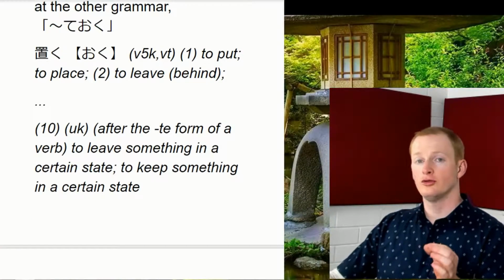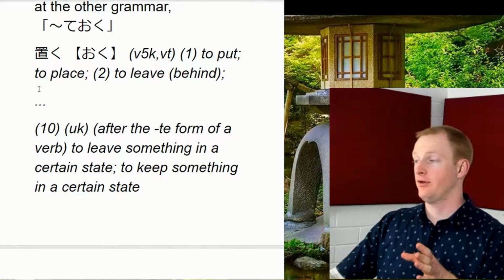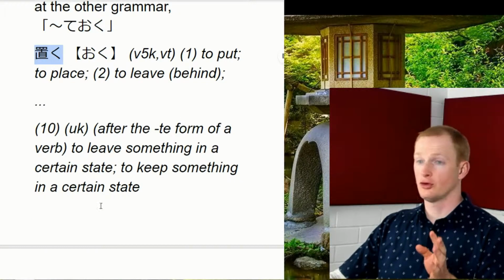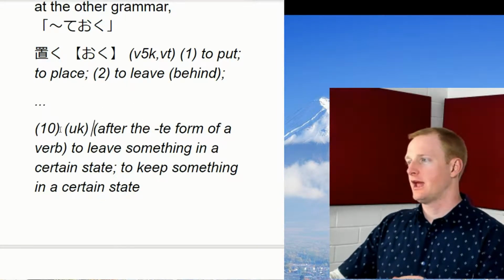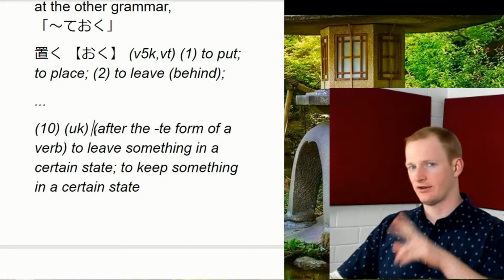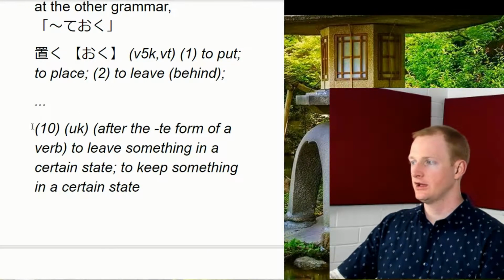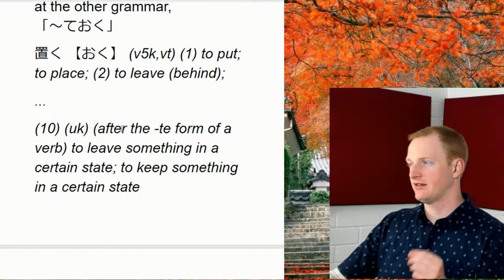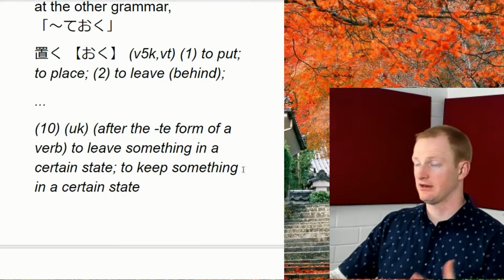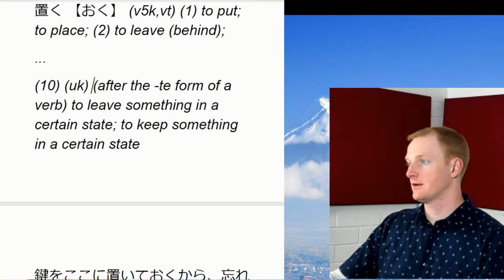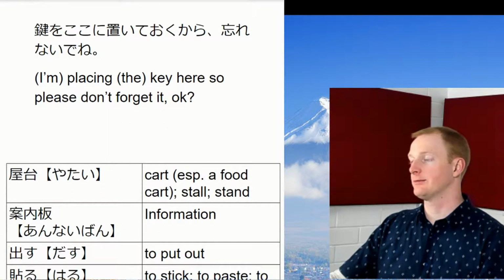Now, this oku word comes from this verb here, okay? This oku, all right? And now we can see here, this means to place something, all right? And we see there's like 1, 2, 3, 4, 5, 6, 7, like there's heaps of definitions for this word. And we see number 10, it says after the te form of verb, to leave something in a certain state, to keep something in a certain state. All right, so this is where this word comes from.